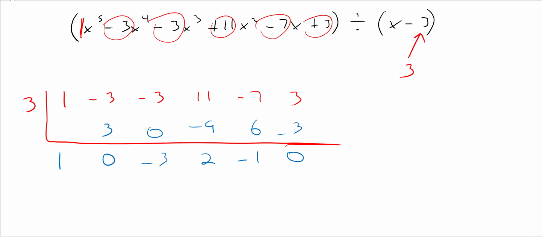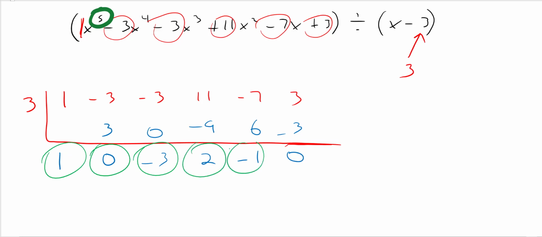Okay? So remember, see this x to the 5th right here? The answer is always going to be 1 less than that. So again, these are our coefficients right here, and that's your remainder. So I'm going to say 1x to the 4th plus, this one you don't write, you don't say 0x cubed, then minus 3x squared plus 2x minus 1. And that's the answer to this problem.